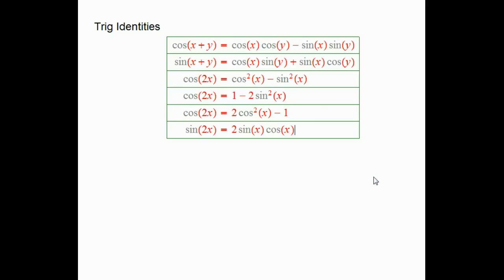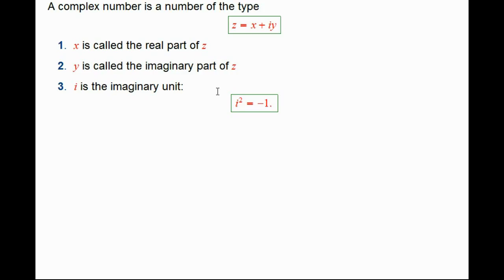Again, the purpose of this video is to show you how to reconstruct all of these formulas almost from scratch. We'll also need to know a little bit about complex numbers. We'll need the following basic fact. First, the definition of a complex number.